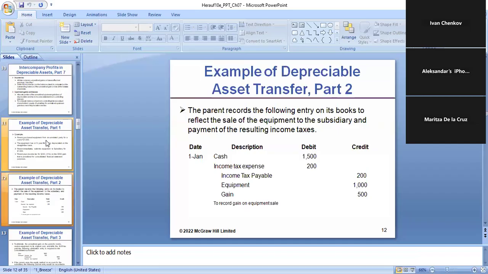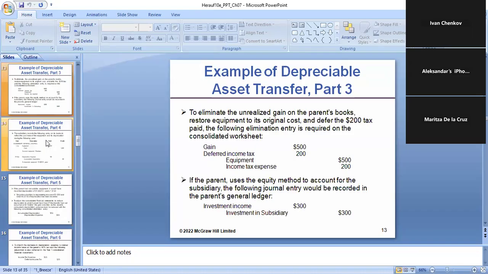So what will be the journal entry? The parent is going to record the following entry. First, the parent gets the cash, 1,500. The parent shows the equipment going out, and again $500. Then the parent has to pay the taxes on the $500: income tax expense, income tax payable. Now, for consolidation purposes, we're going to eliminate the unrealized gain. And since the gain is unrealized, we have to remove the tax expense and put it as deferred taxes.